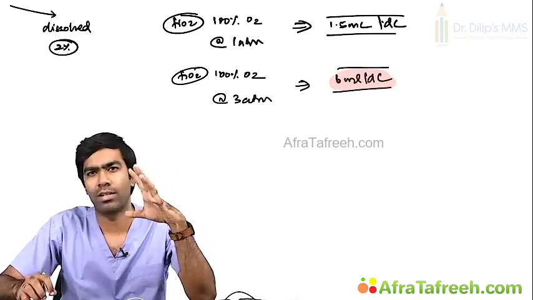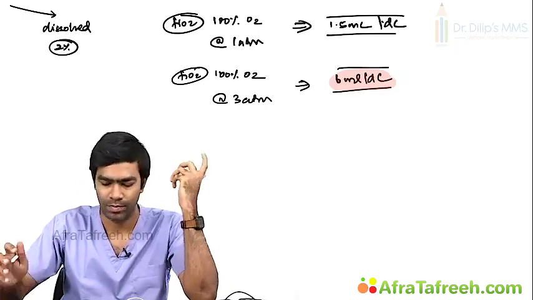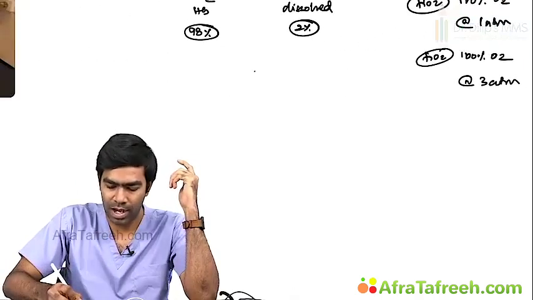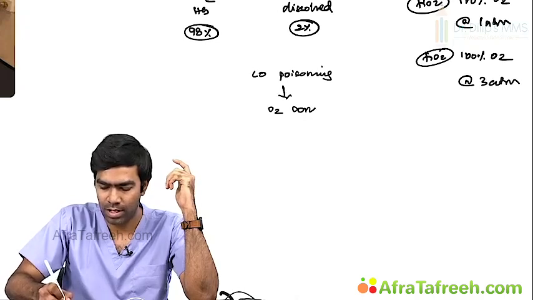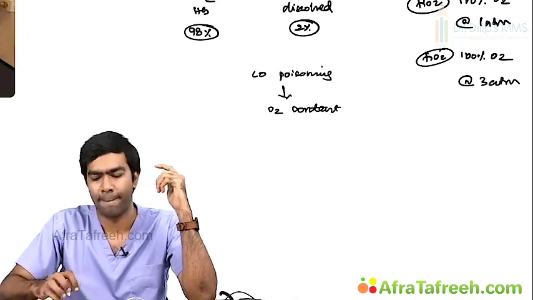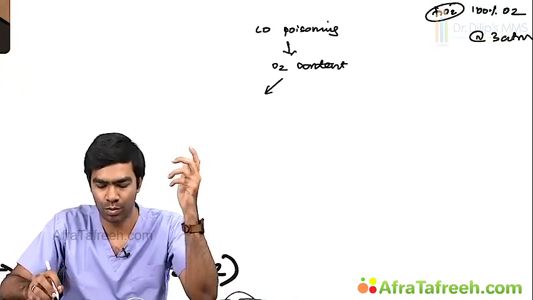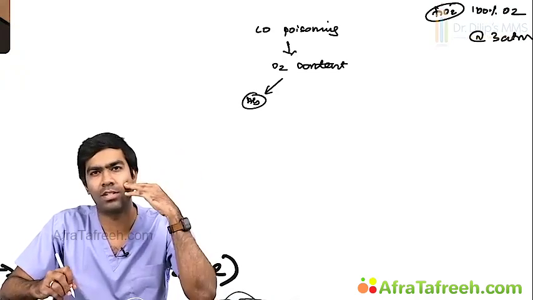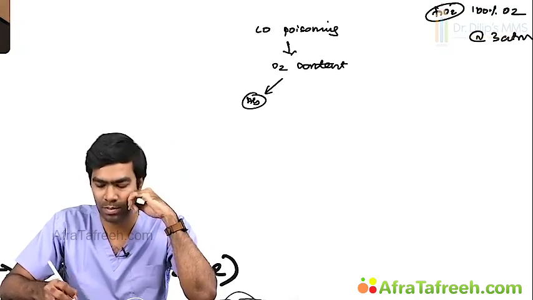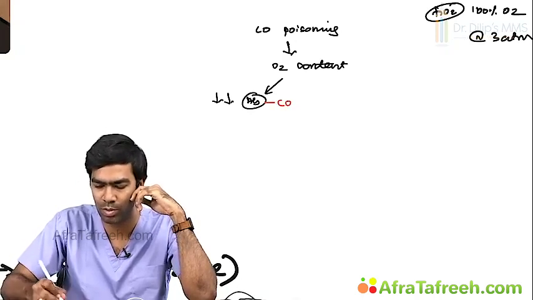So where can you use this principle to help you in which disease? Very simple. Whenever you have carbon monoxide poisoning, what happens? What about the oxygen content in a carbon monoxide poisoning patient? The oxygen content will reduce. Why? Because the hemoglobin should carry 98%, but now it's not going to carry that much. The oxygen carrying capacity of the hemoglobin is going to reduce because it's now bound to carbon monoxide.